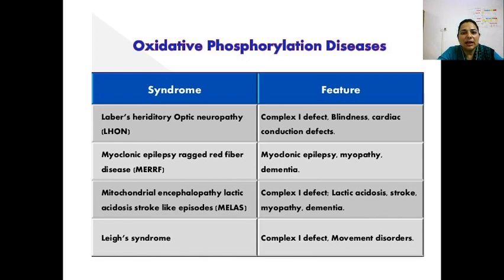Oxidative phosphorylation and the disease, that is the syndrome and the feature. Leber's hereditary optic neuropathy is a complex 1 defect, with blindness and cardiac conditions and defects. Myoclonic epilepsy and ragged red fiber disease, that is myoclonic epilepsy, myopathy and dementia. Mitochondrial encephalopathy, lactic acidosis, stroke-like episodes: complex 1 defect, lactic acidosis, stroke, myopathy and dementia are observed. Leigh syndrome, that is complex 1 defect, and there is movement disorder.